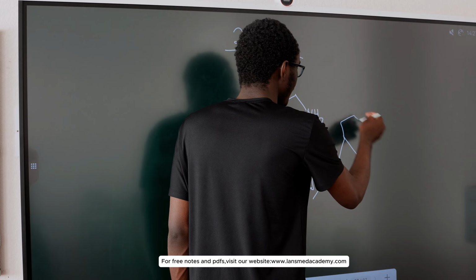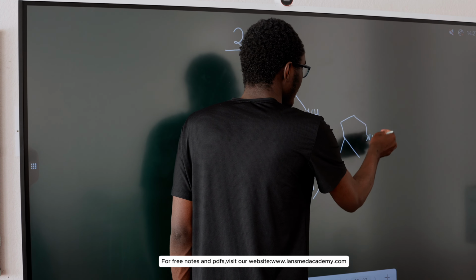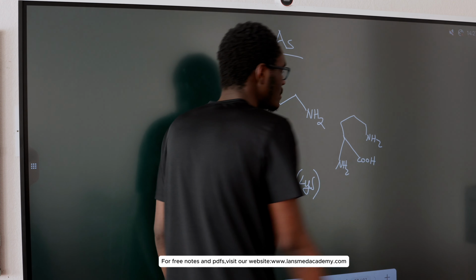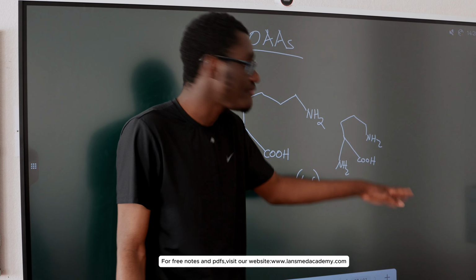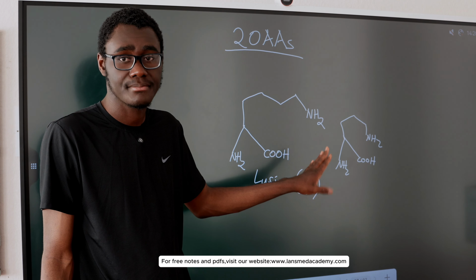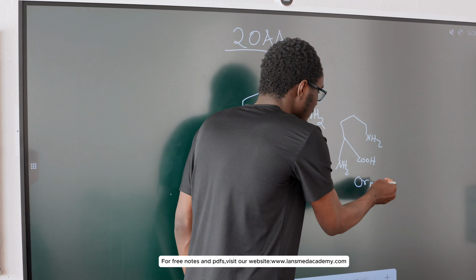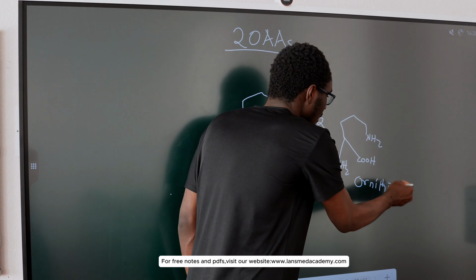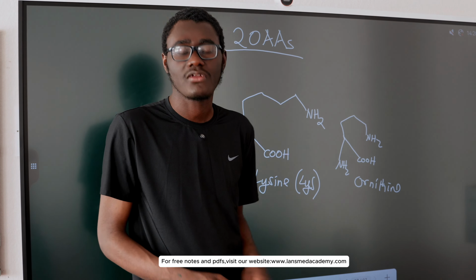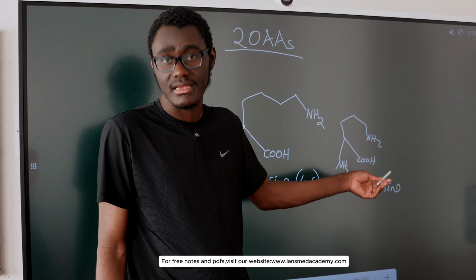1, 2, 3, 4, 5, 1, 2, 3, 4, 5 with an amino group here, this will no longer be lysine, even though they look similar, but the number of carbon atoms makes them different. So this one is lysine and this one will be ornithine. And ornithine is not a proteinogenic amino acid because we cannot find it in proteins. It is used in the urea cycle.